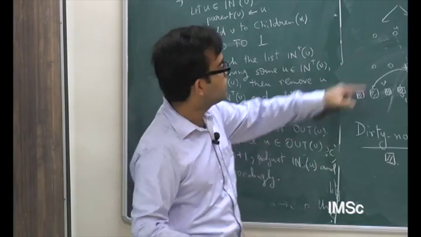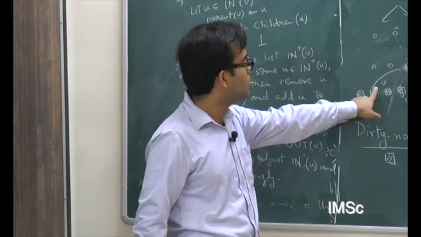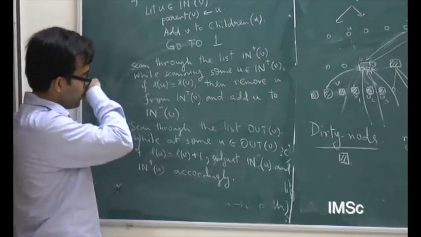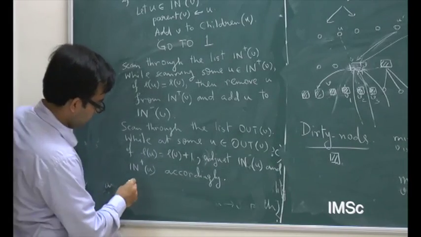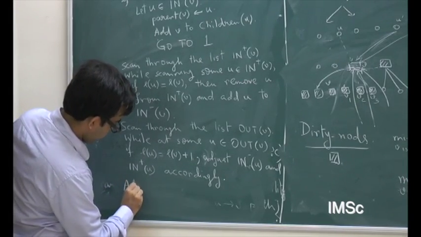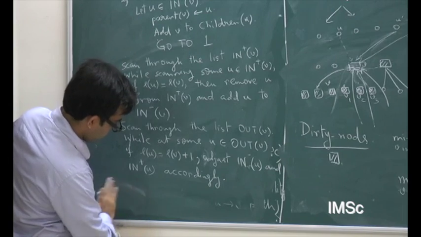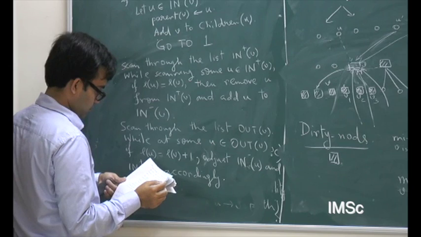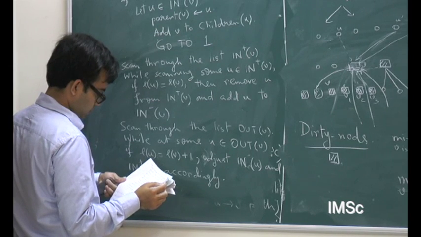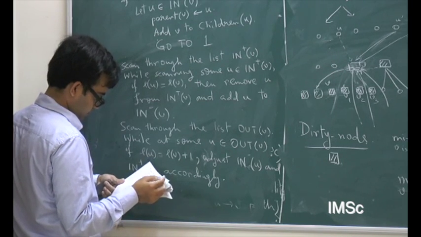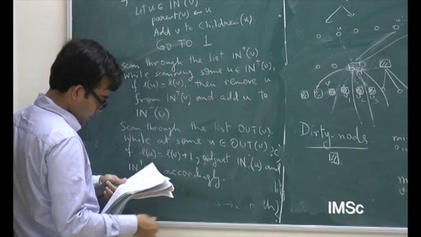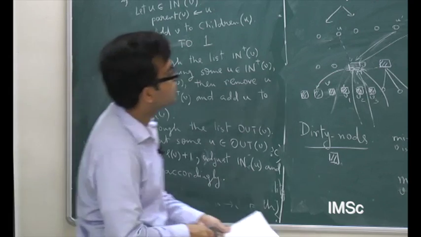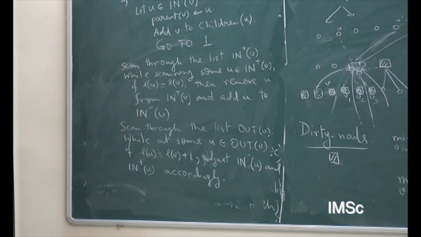So what is the situation? v was here, u was here. So then you will adjust this thing, and finally increase LV of u, LV of v. No, there's another thing. Let me continue here.